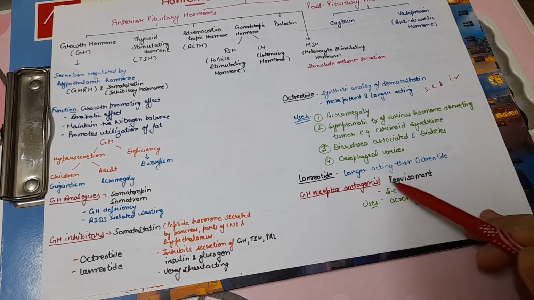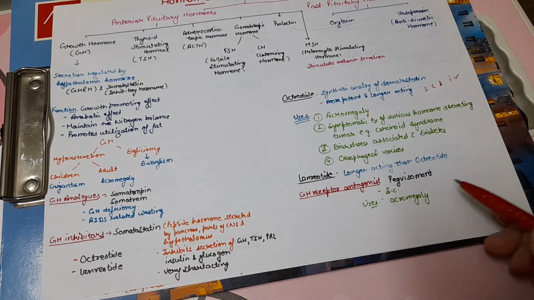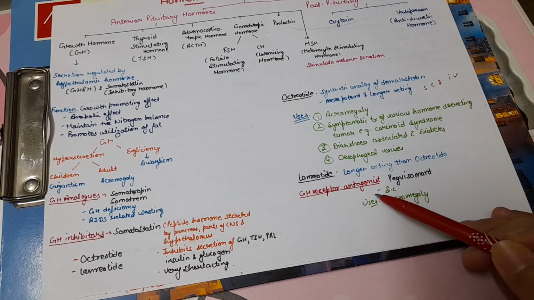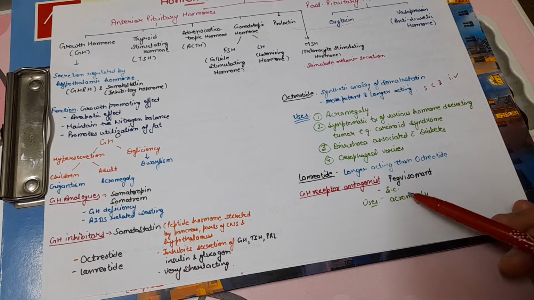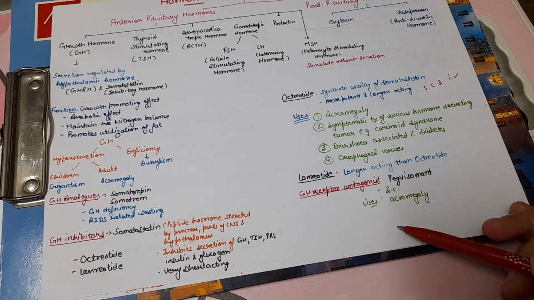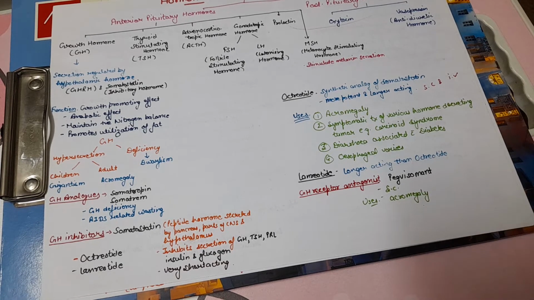And lanreotide is longer acting than octreotide. One growth hormone receptor antagonist is also available, that is pegvisomant. It is given subcutaneously and it is used for the treatment of acromegaly.